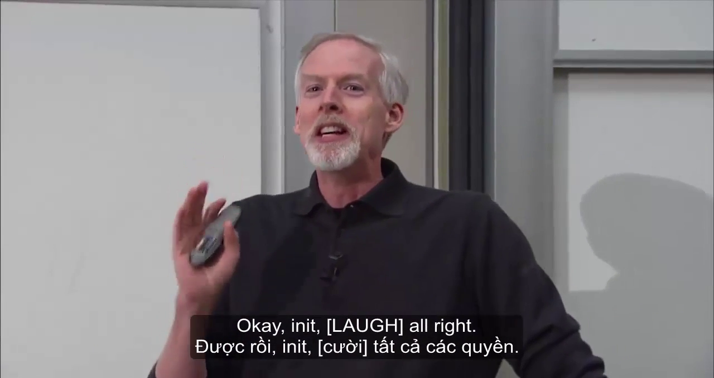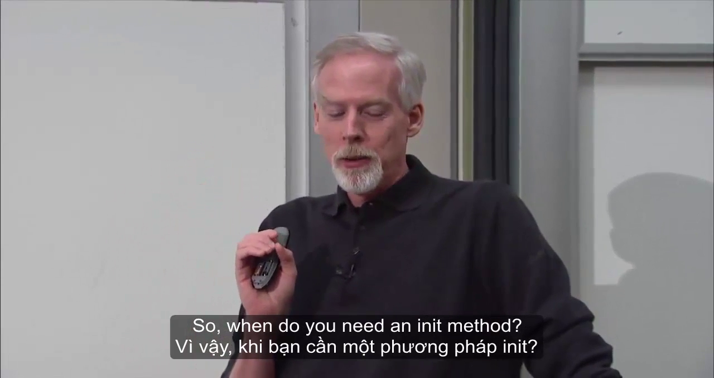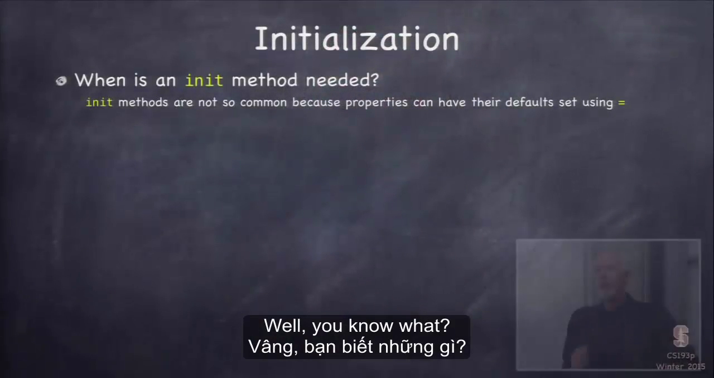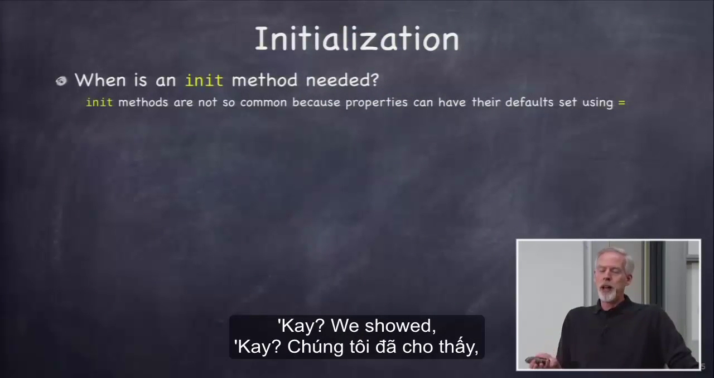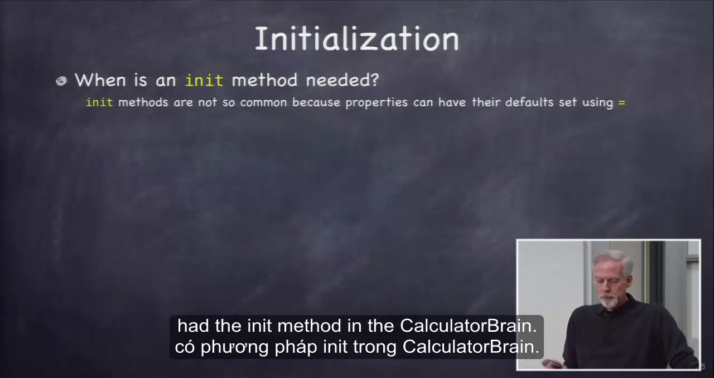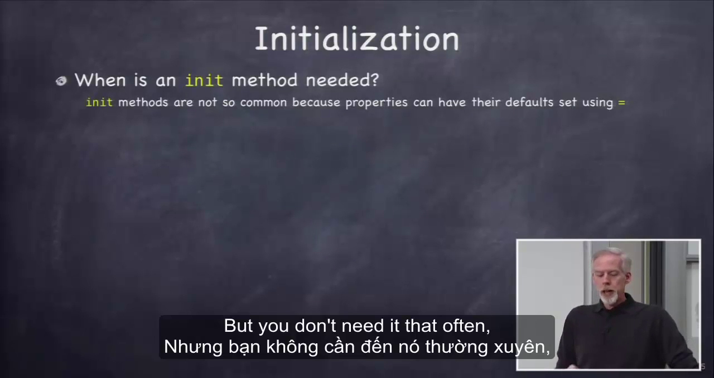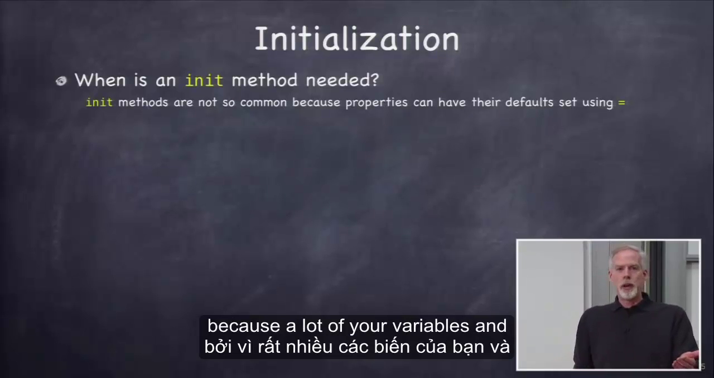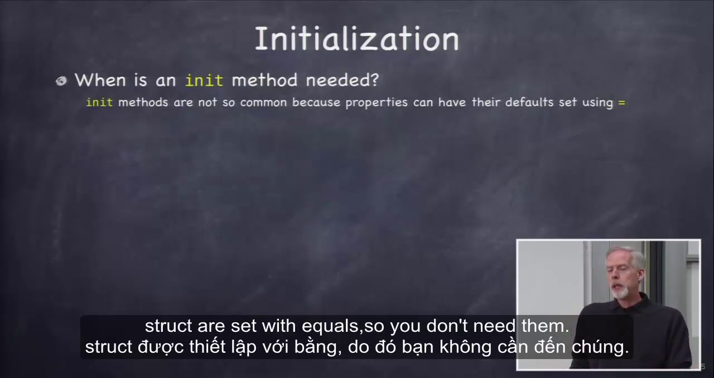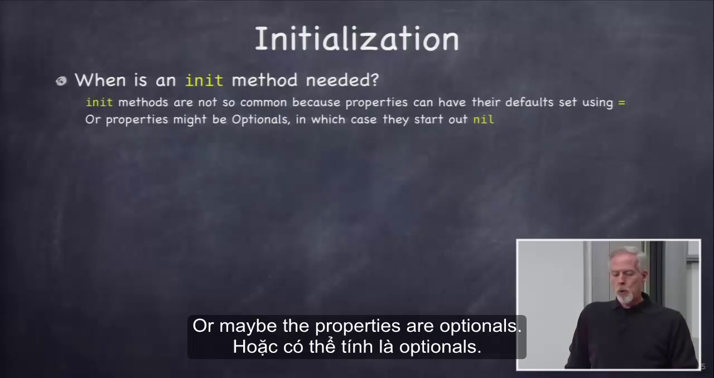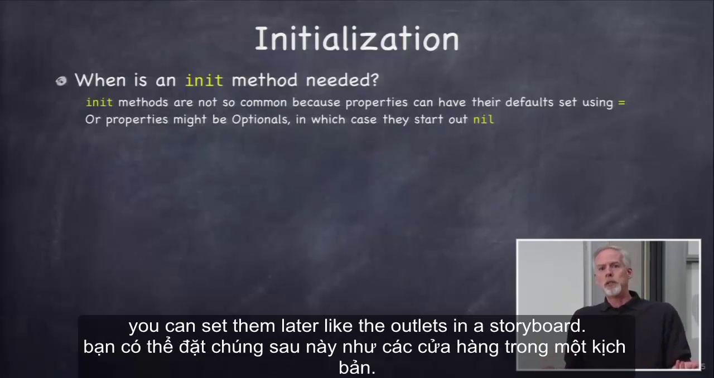Okay, init. All right, so when do you need an init method? Well, you actually don't need an init method that often. We did have the init method in the calculator brain. It made sense there. We needed it there. But you don't need it often, because a lot of your variables and constants in your class or struct are set with equals. So you don't need them. Or maybe the properties are optionals, and so they can just start out nil, and you set them later.